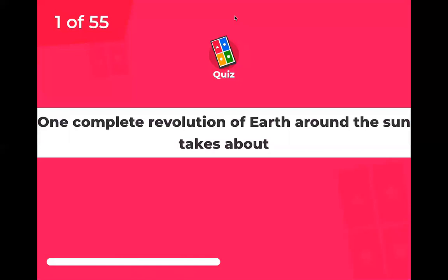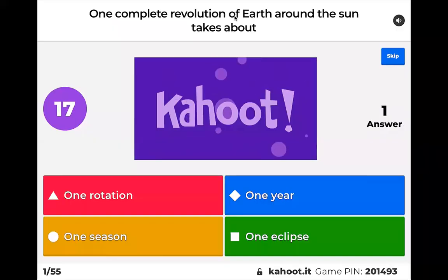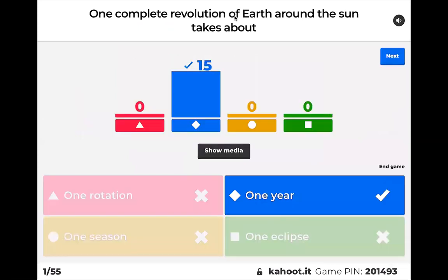One complete revolution of Earth around the sun takes about 1 rotation, 1 season, 1 year, or 1 eclipse. We'll see if we get, that's what I mean. We'll just go as far as we can. It is 1 year. Very good.